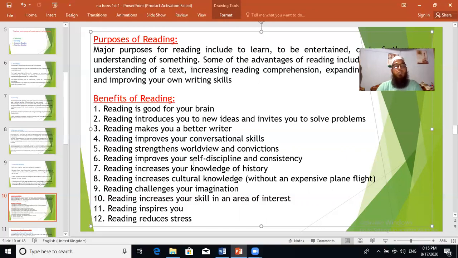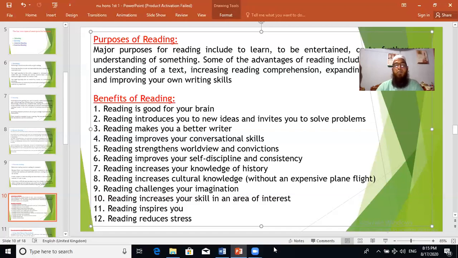Reading improves your self-discipline and consistency also. Reading increases your knowledge of history. By reading, you can learn about world history, your country's history, and history of the world. Reading increases cultural knowledge. It's very important, you see. You can gain cultural knowledge without an expensive plane flight.